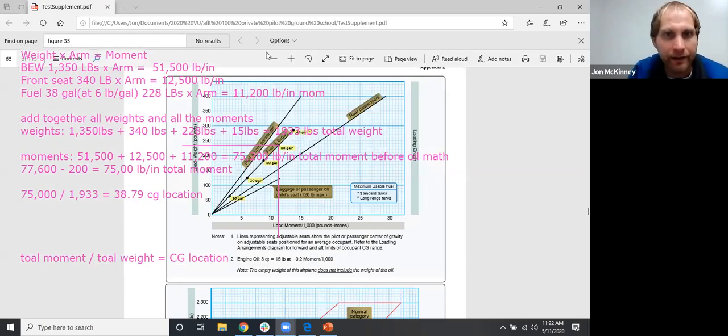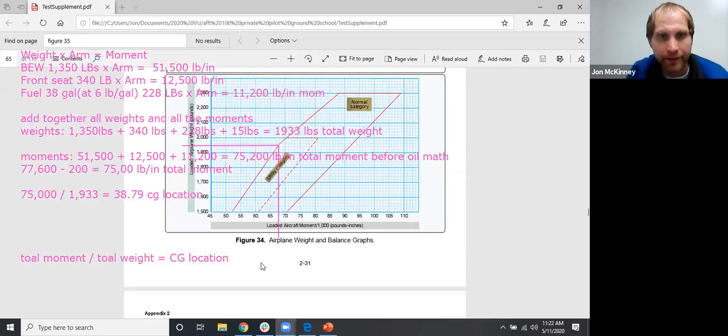And I'm going to hit the annotate button. So let me write these numbers really quick on my scratch paper just so I don't lose them. My moment was 75,000. That's my moment. Divided by my weight, which we said was 1933, and that'd be my pounds.